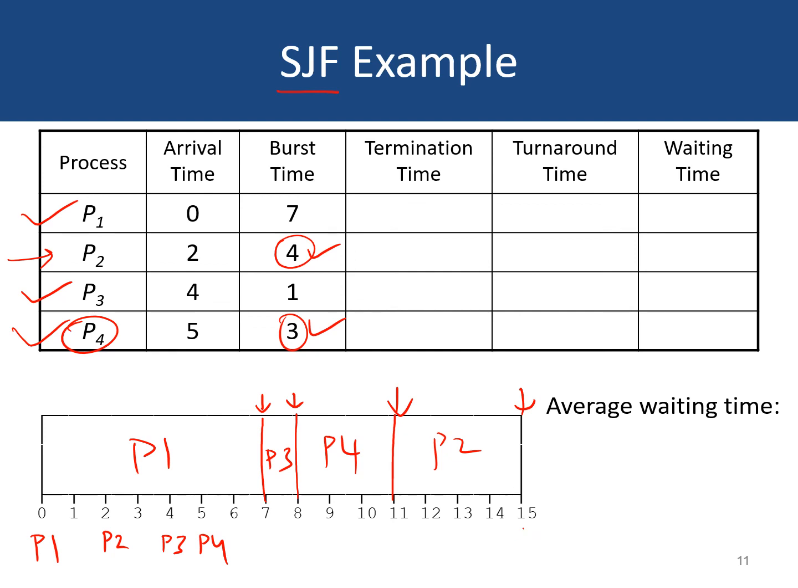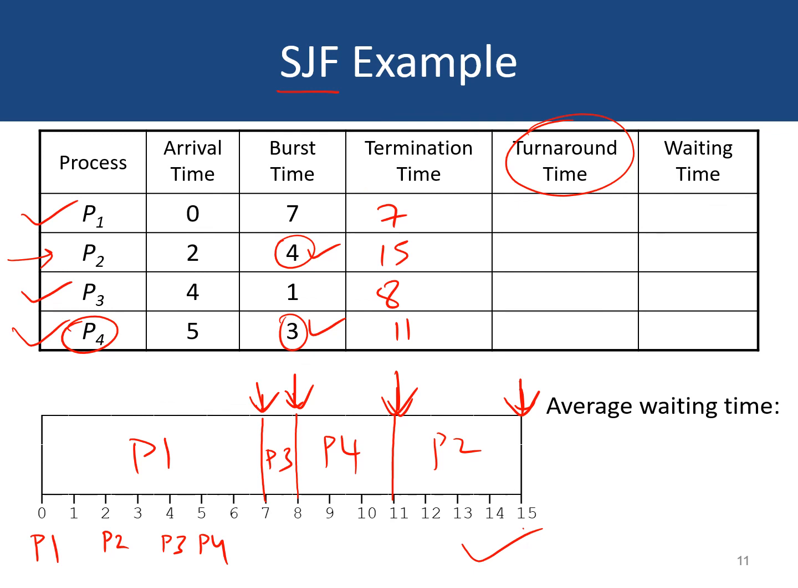Let us complete this table using the information in this Gantt chart. Let's first work on the termination time column. Note that P1 finished here at time 7, so the termination time for P1 is 7. P2 finished here at time 15, so its termination time is 15. P3 finished at time 8, so the termination time of P3 is 8, and P4 similarly finished at time 11. So that goes here.